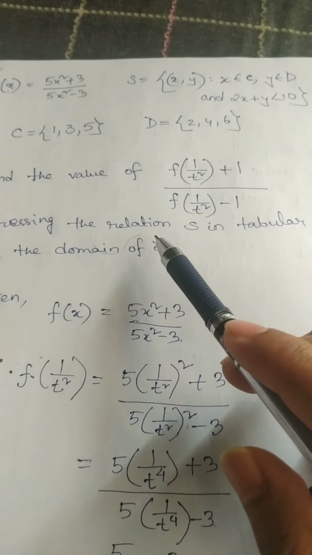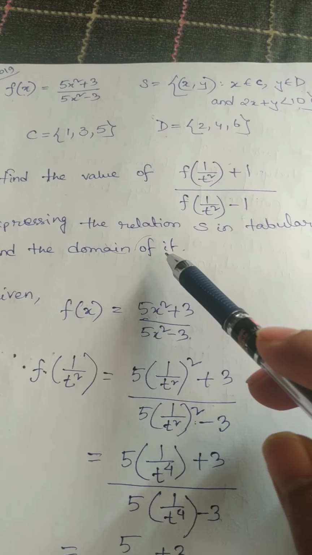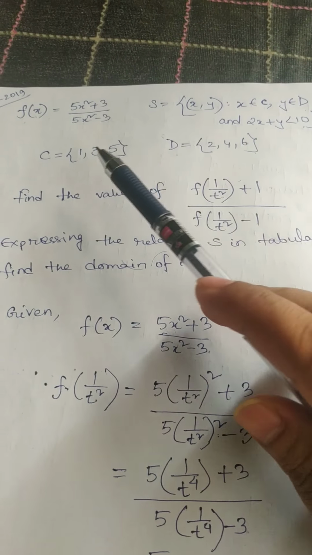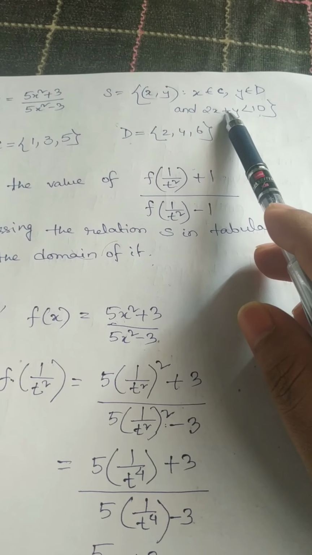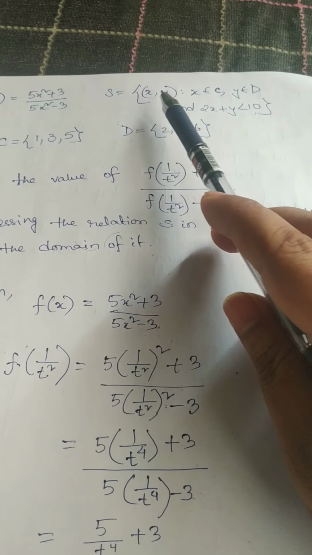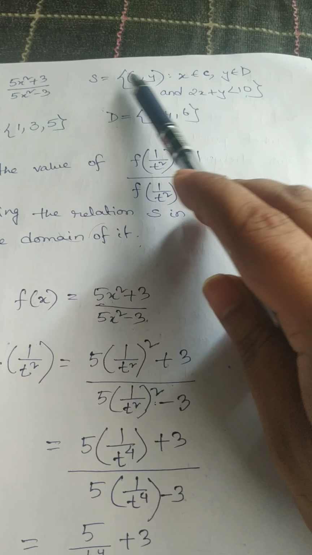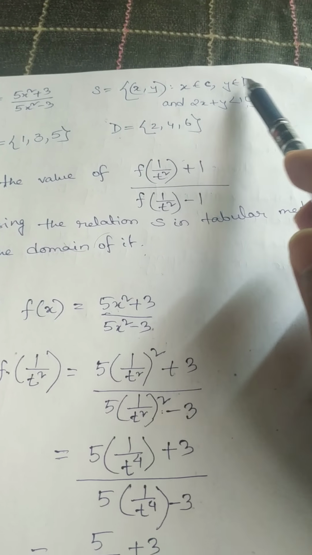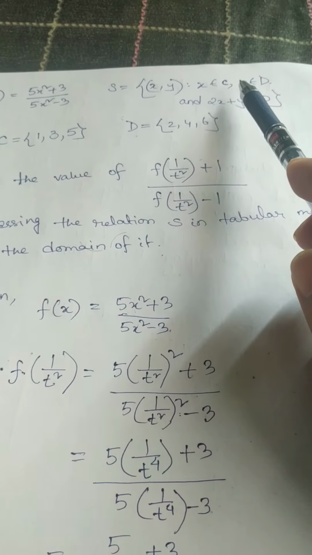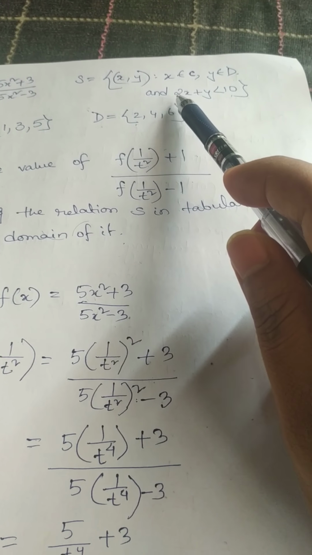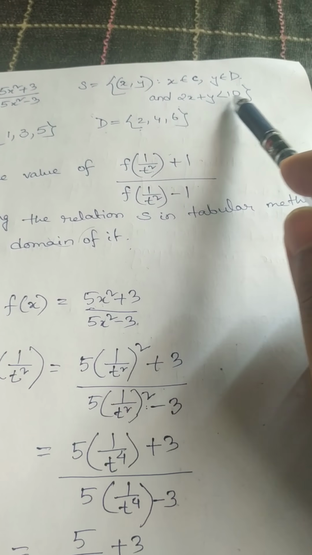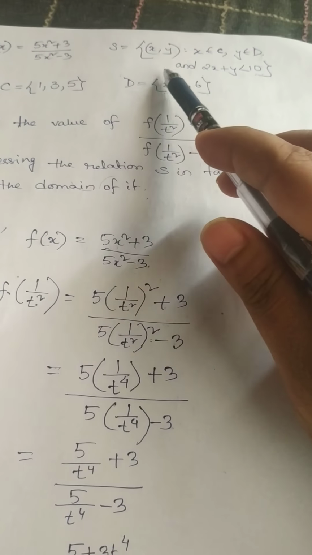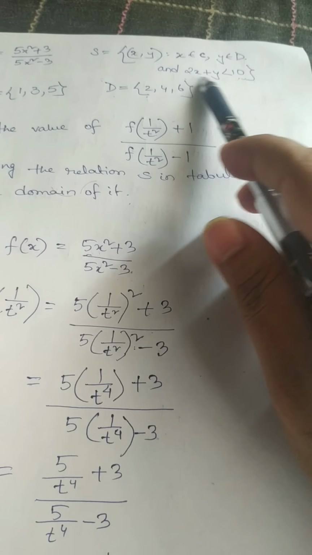What is written? Express the relation S in tabular method and find the domain of it. So S, we need to express it in tabular method. So you see, we should express this set in this way, X and Y method, where X belongs to C and Y belongs to D. And then again we need to follow a relation where 2x plus y is less than 10. So first we need to find the possible x and y values by following this relation.